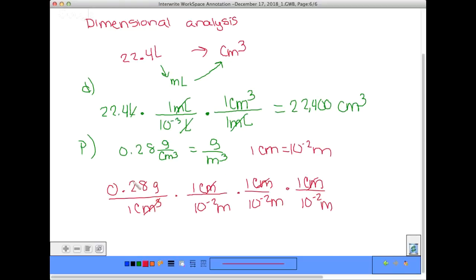So really what I'm doing is taking this 0.28 grams and dividing it by 10 to the negative 2, divided by 10 to the negative 2, divided by 10 to the negative 2. If I plug that into my calculator, I would get 280,000 grams per meter cubed. That makes sense. It seems like a big number, but that's how the math works out. Okay, so that would be our problem.